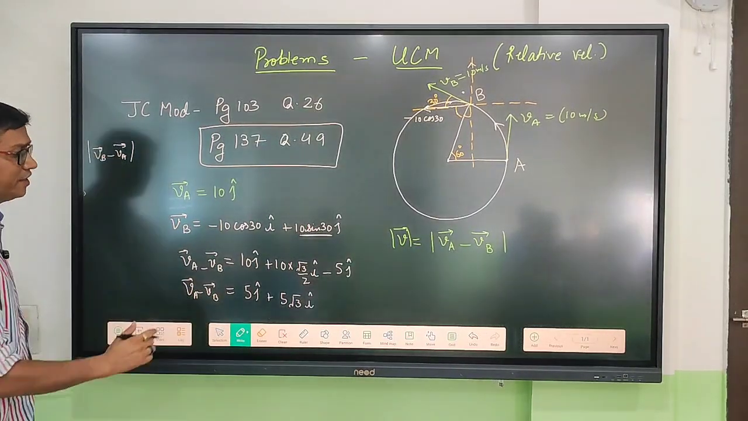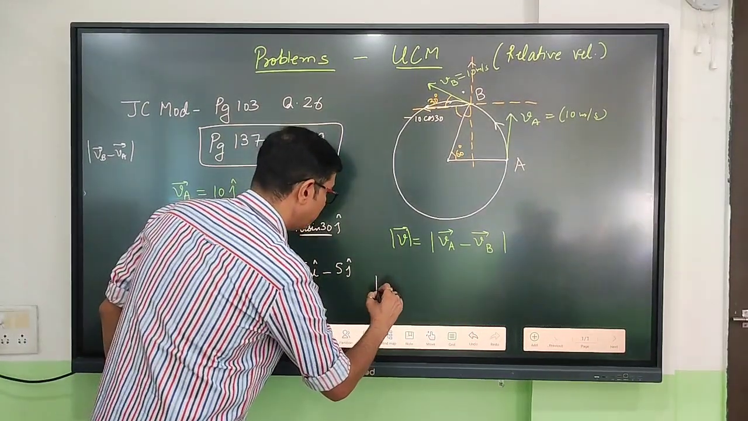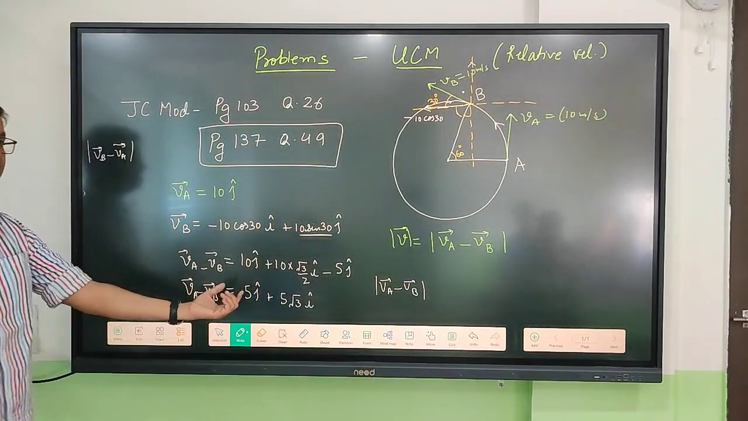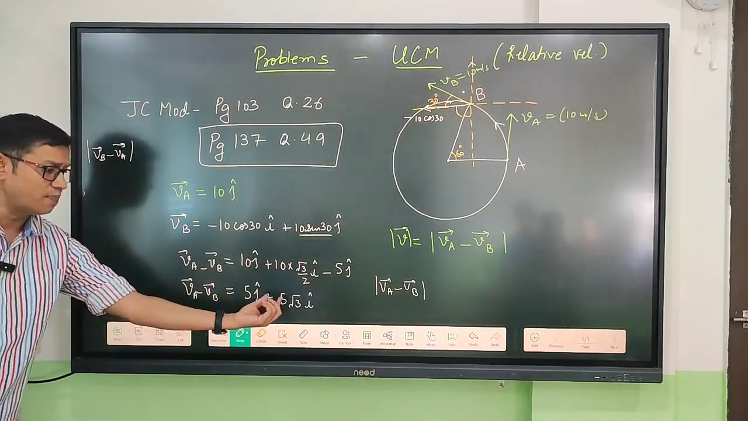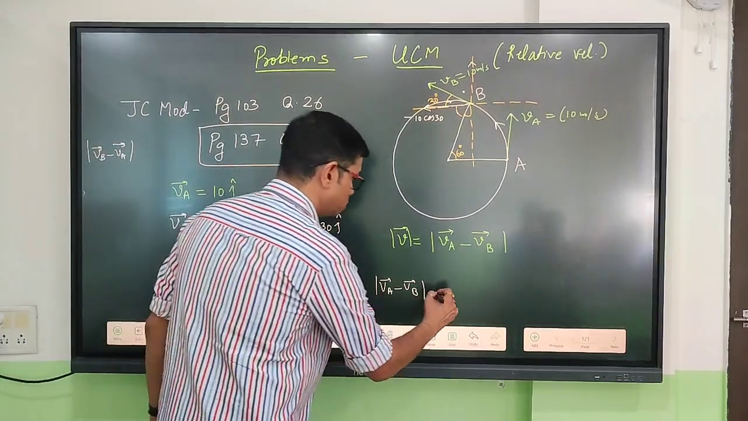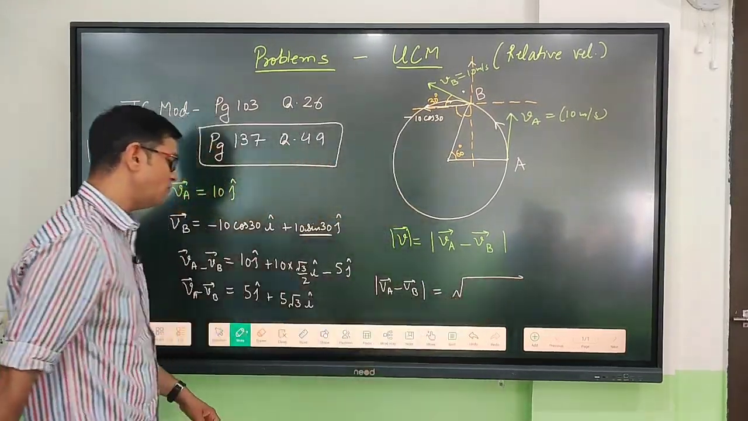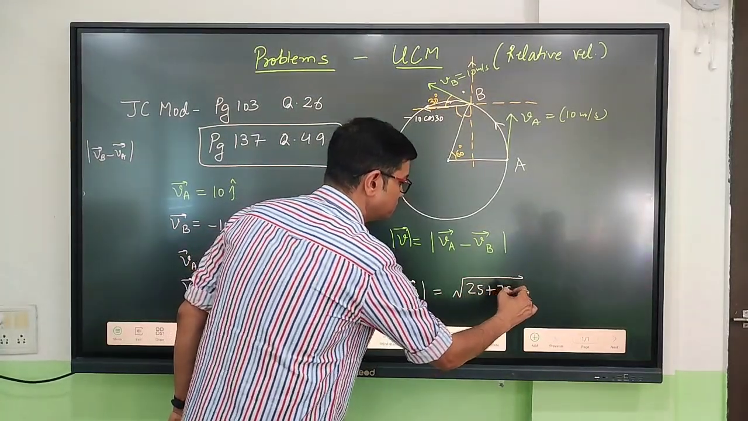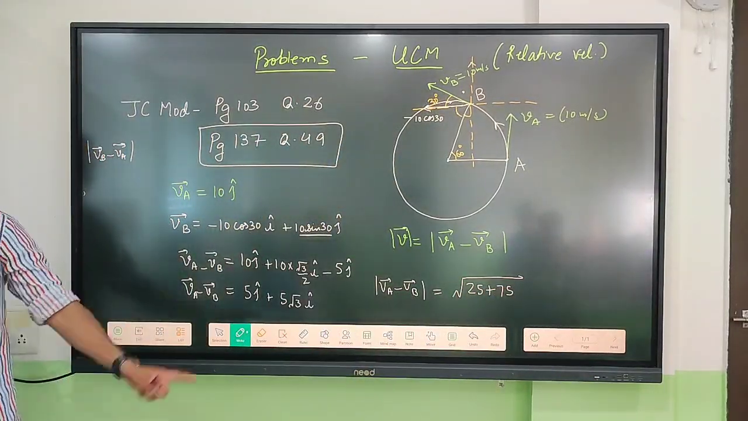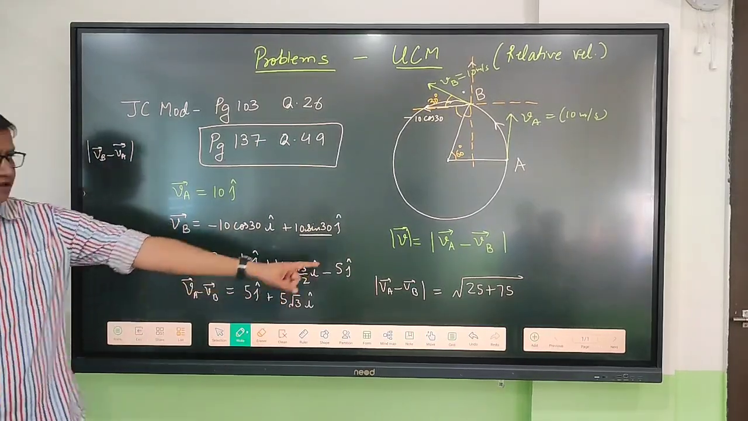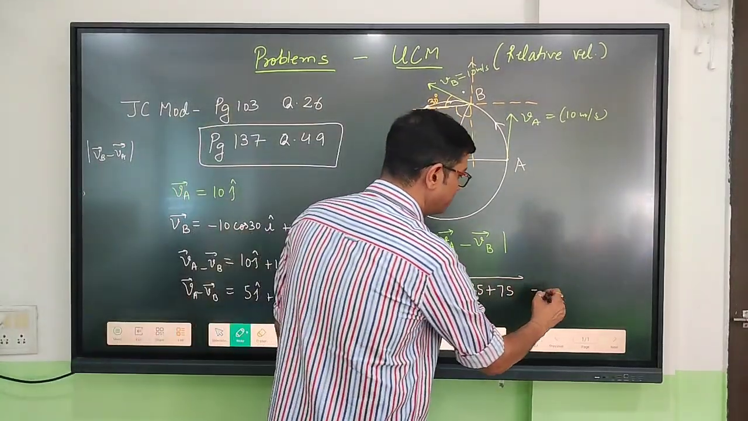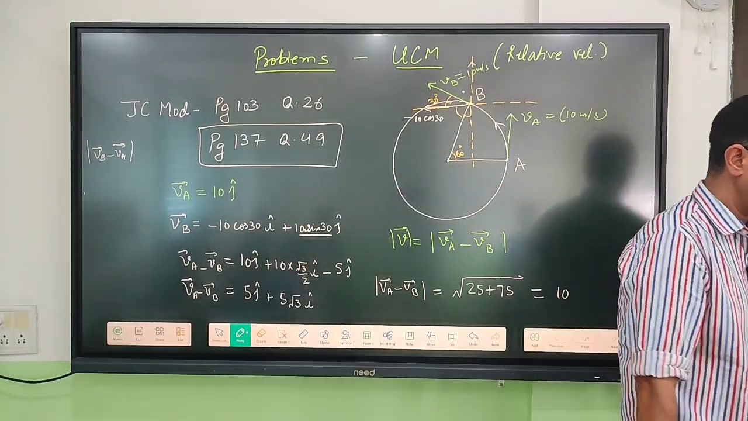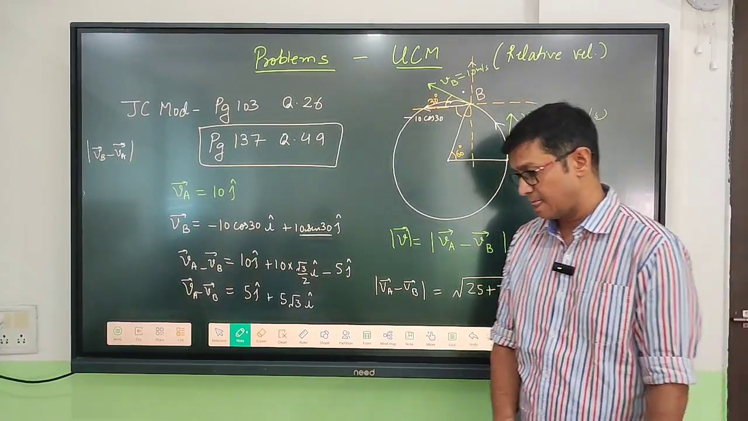So now VA minus VB magnitude will be what? This will be magnitude VA minus VB. You know that whenever a vector is written in IJ form, the magnitude is this guy square plus this guy square, square root. So this will be square root of 25 plus 75. 25 plus 75. 5 root 3 square is 75. That is 100, and root 100 is 10. So correct answer is D, 10 meters.